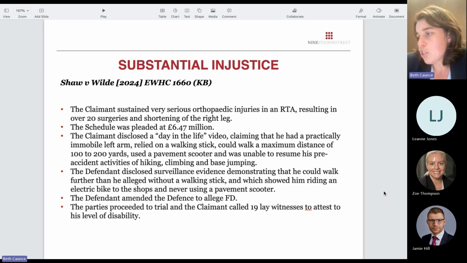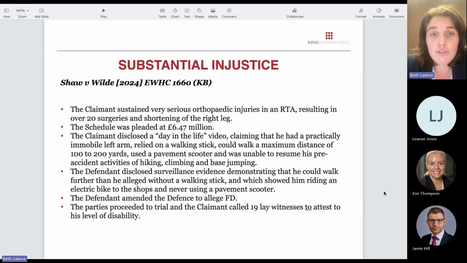The next section or theme that I want to talk about is substantial injustice, and this is an area where there have been a number of really interesting cases recently. The first one that I want to talk about is Sean Wild, which is a Manchester case. And the claimant sustained undisputed, very serious orthopaedic injuries.